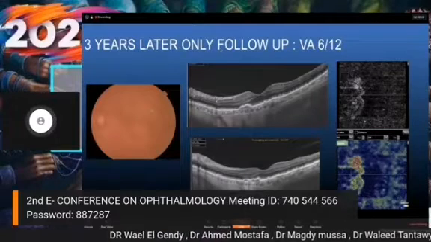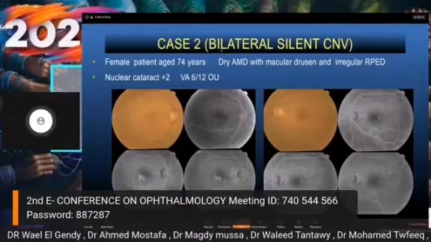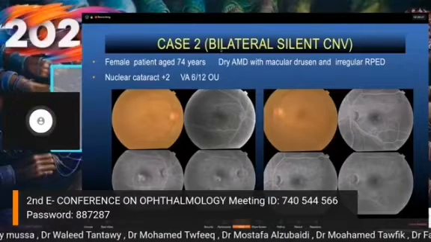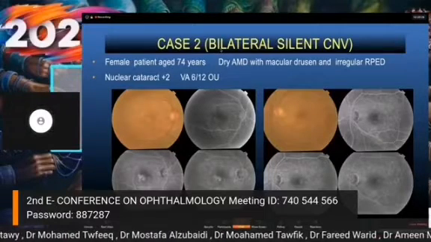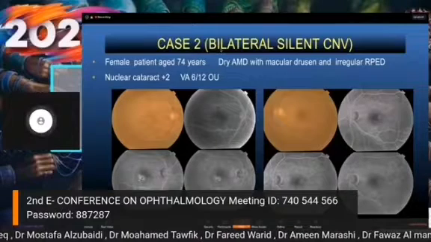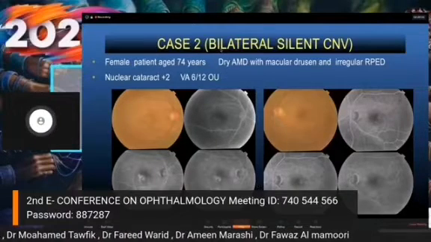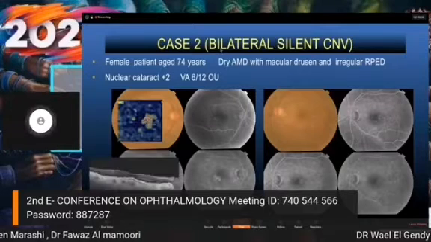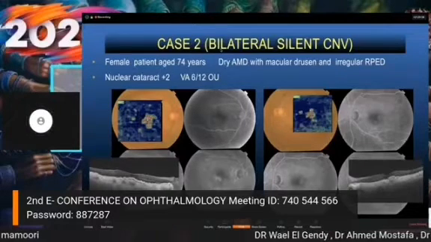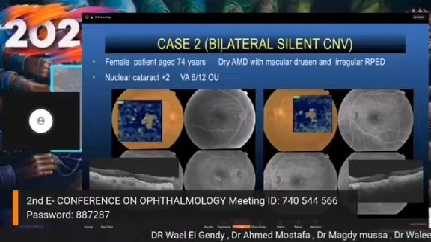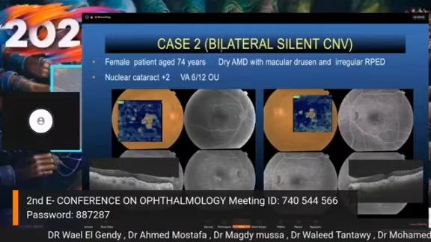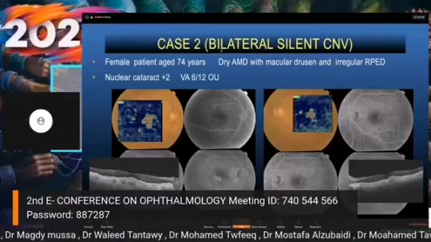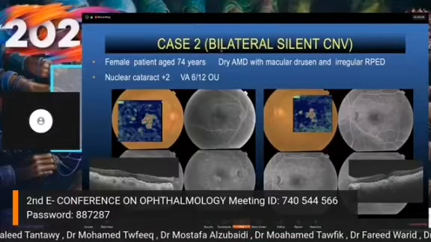Let me give you another example. A 74-year-old female patient with dry AMD in both eyes. We can see the drusen, and we can see some RPE defect, mottling of the RPE in both eyes in the perifoveal area. And when I did OCT, structural and OCTA, I found bilateral silent CNV, and the patient was not complaining except of the nuclear cataract with 6/12 vision. Should we treat this patient?